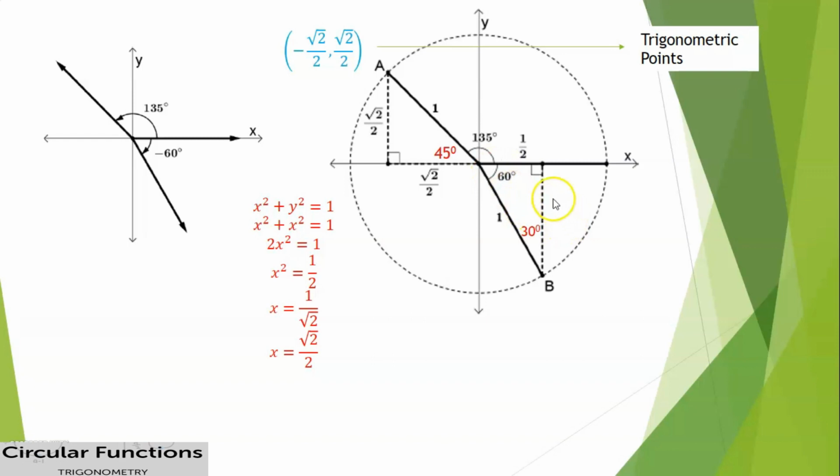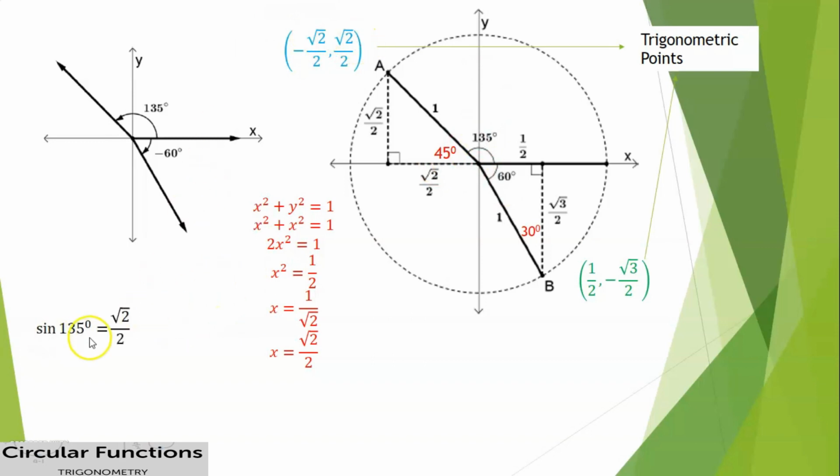Using the Pythagorean theorem, the opposite side of 60 degrees here would be square root of 3 over 2. So with this, the coordinate of point B would be positive 1/2 and negative square root of 3 over 2. Take note, this blue and this green are considered as trigonometric points of 135 degrees and negative 60 degree angles. So with this, take note, x is cosine and y is sine.